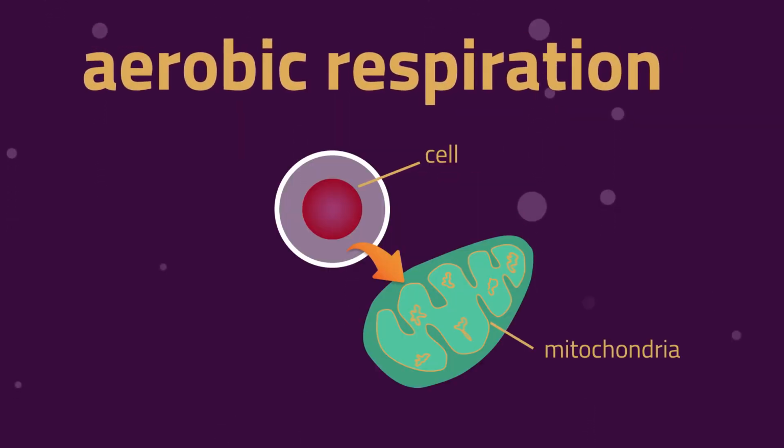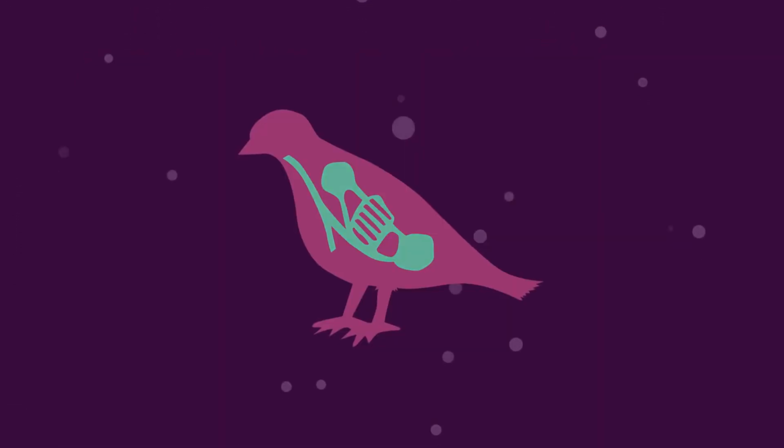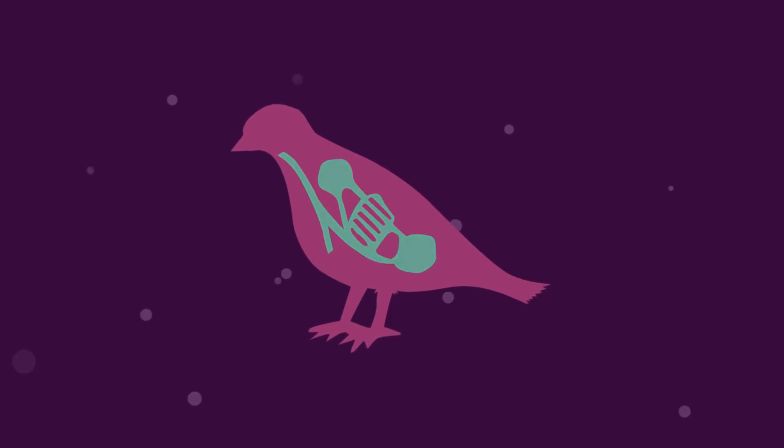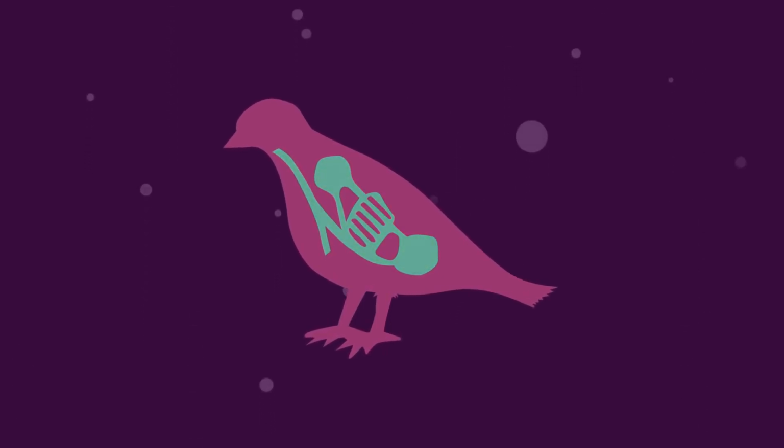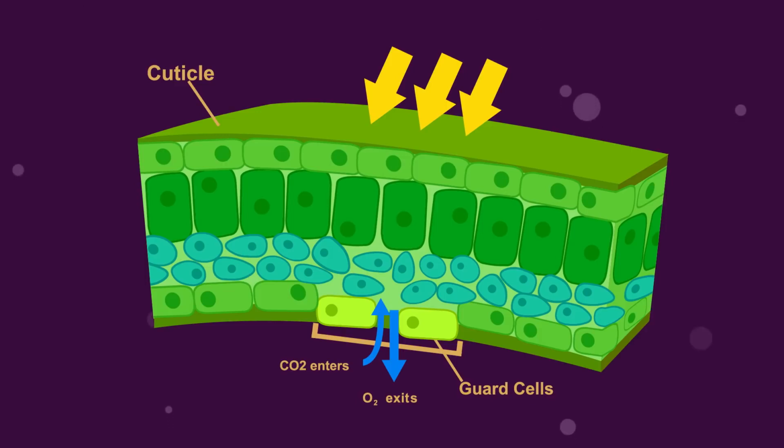Aerobic respiration happens all the time in all cells, usually in the mitochondria. Animals get the oxygen needed from the air through their ventilation systems. Plants get their oxygen from the air through the stomata.